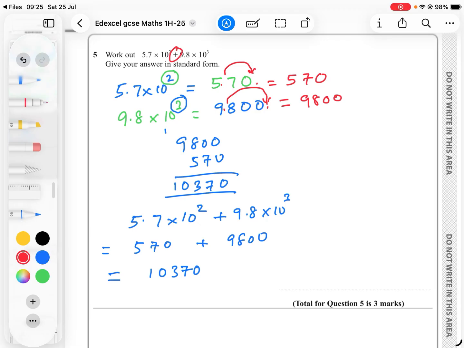So you need to put the decimal here. That means 1.037 times, you move 1, 2, 3, 4 to the left-hand side. You move left. So you can put 10 to the power 4. That is the standard form of the answer. Thank you.